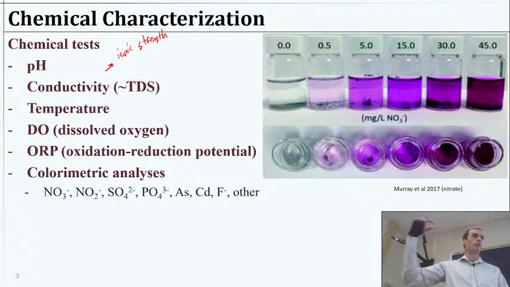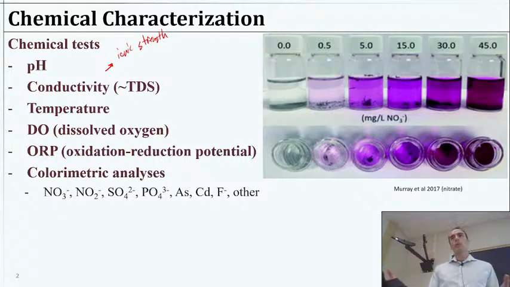We can use simply a probe. That's pretty convenient, and the temperature plus a dissolved oxygen measurement can often tell us, hey, are we close to being at equilibrium with what we'd expect from just oxygen in the environment?